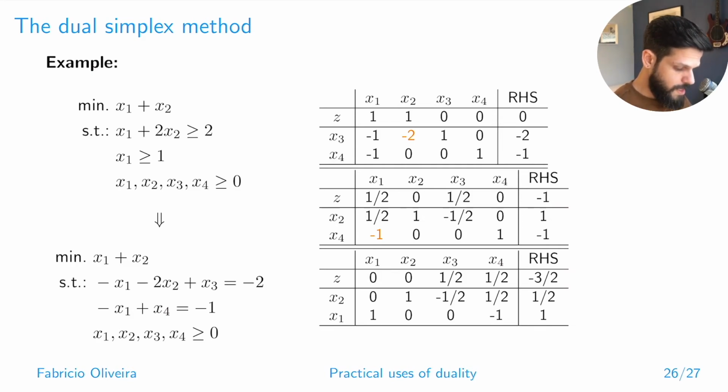Okay, and in this case, now I found primal feasibility. I can stop. This is optimal. Dual feasibility plus primal feasibility means optimality. And that's it.